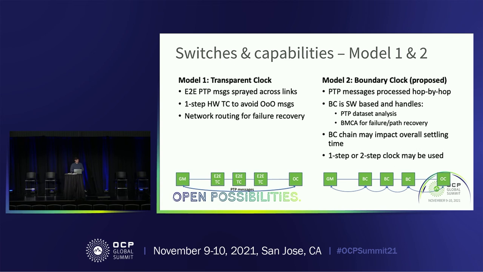devices. Again, in earlier implementations of boundary clocks, there were issues related to settling time and oscillation. That has been greatly reduced in modern implementations, but it is not as 100% clean cut as it is with a transparent clock. And in this model, you can use one or two step also, which gives you flexibility. And this is our next work item for the data center profile.